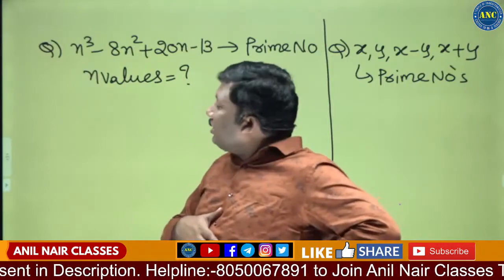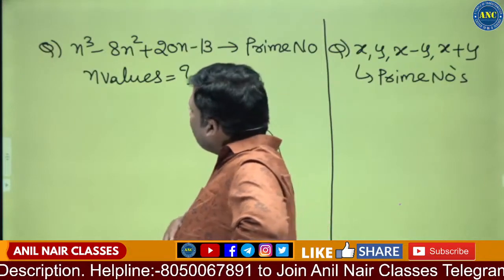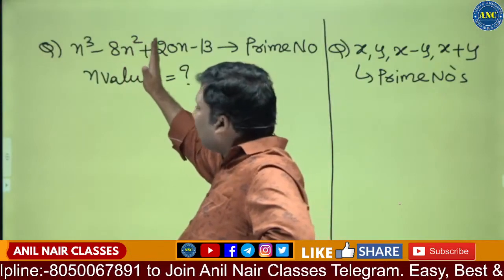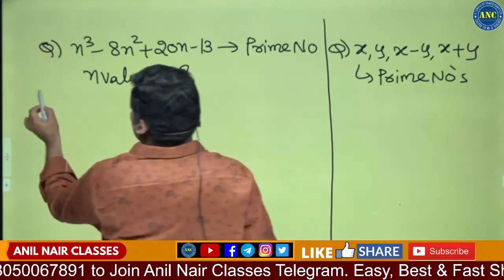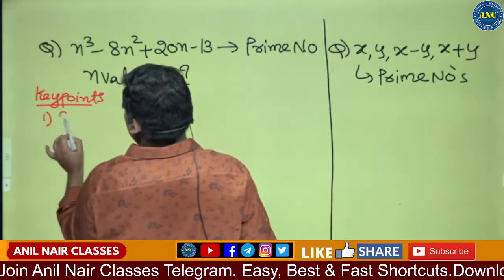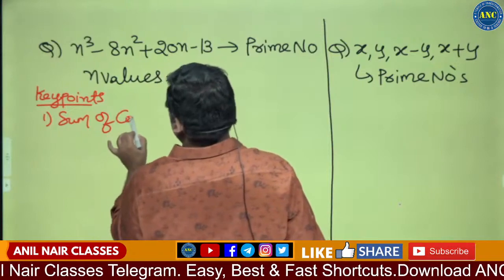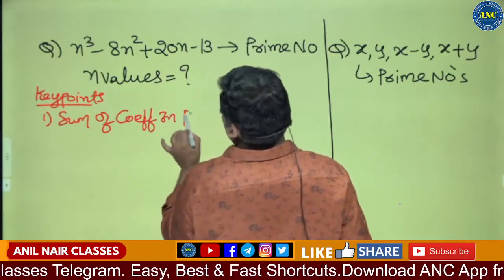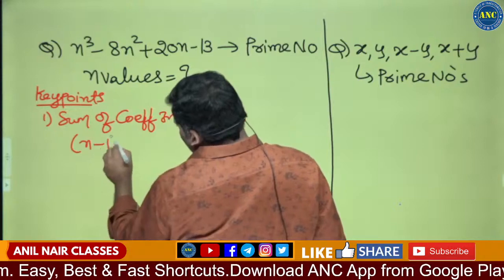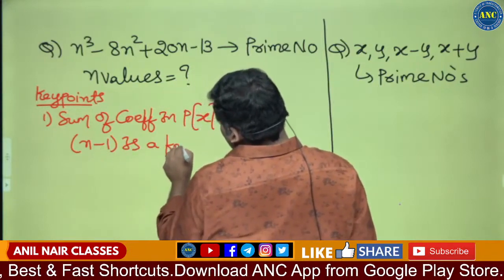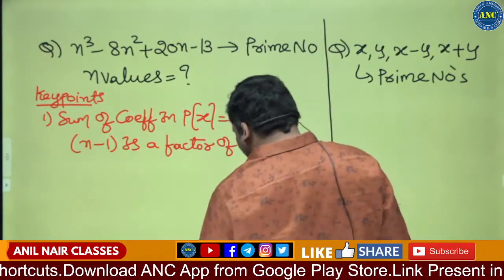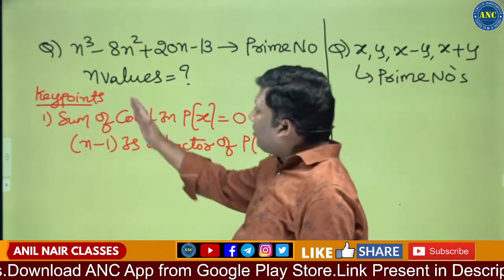N cube minus 8n square plus 20n minus 13. If you observe the coefficients: 1 minus 8 is minus 7, 20 minus 7 is 13, 13 minus 13 is 0. Key point: if the sum of the coefficients in P of x is equal to 0, that means n minus 1 is a factor of P of x. Point clear?